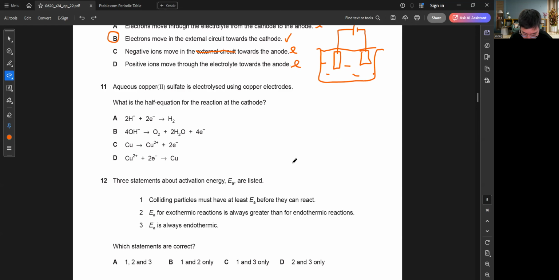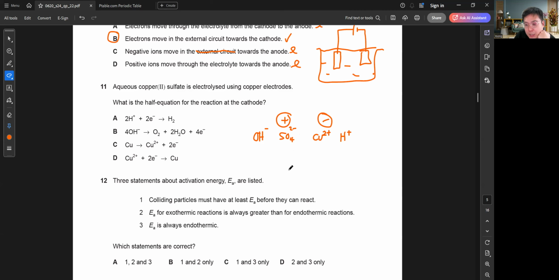Aqueous copper(II) sulfate is electrolyzed using copper electrodes. What is the half equation for the reaction? So copper(II) sulfate. The easiest is we just draw out our anode and cathode, and then we list out whatever we have. So Cu2+ will get attracted here. And because it's aqueous, there's also water, so there's also H+. And then for the anode side, we have OH- and SO4 2-.